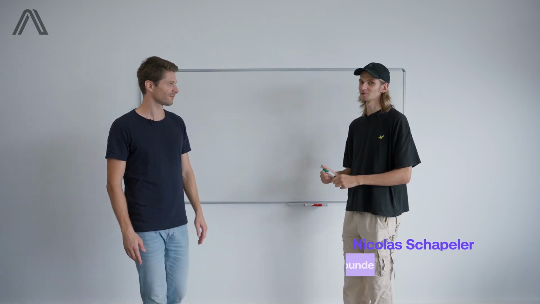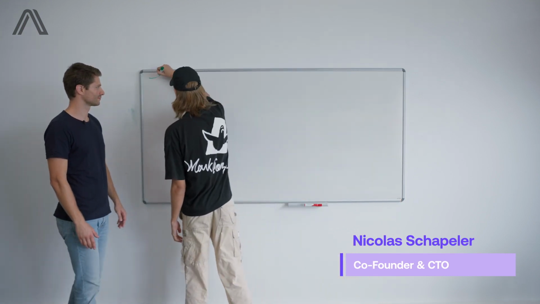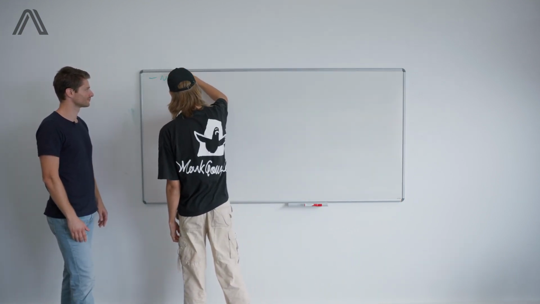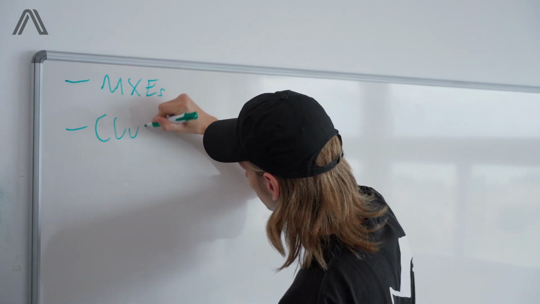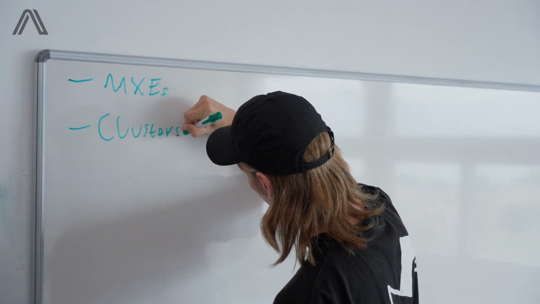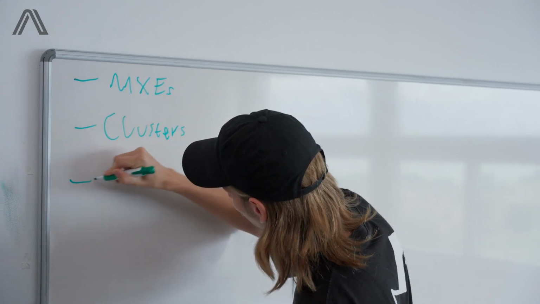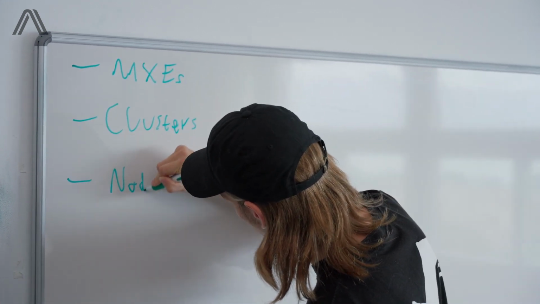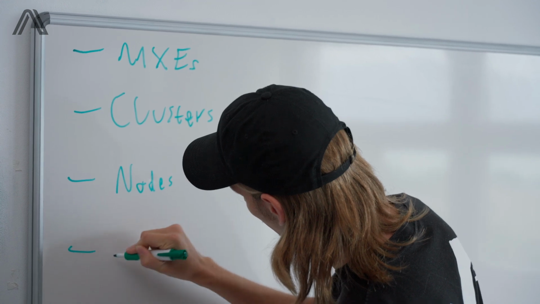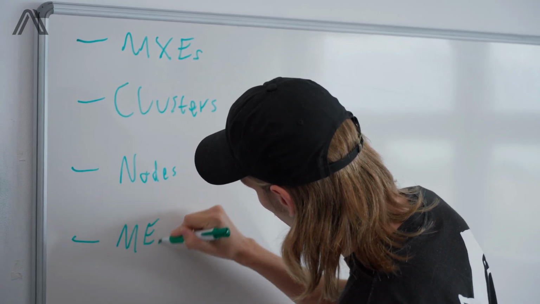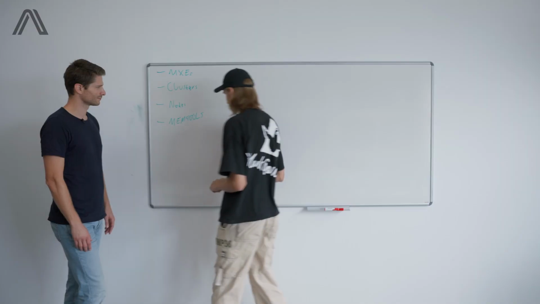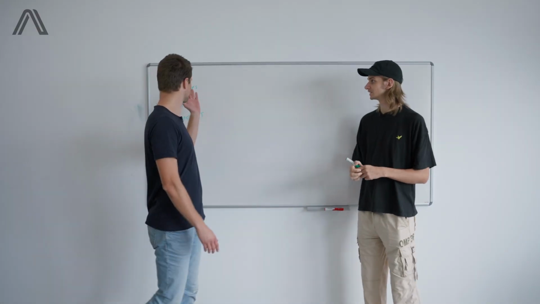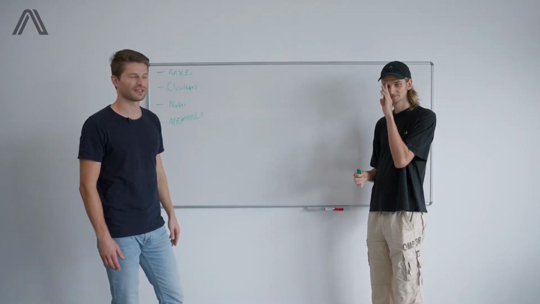Yeah, for sure. So the Arcium network consists of four main parts. The first one, MXEs. The second one is the clusters. Let's write that down over here. The third one is the nodes. And the last one is the mempools. All right, let's start with this first mysterious term, the MXE.